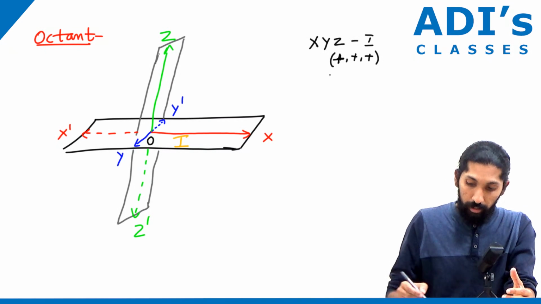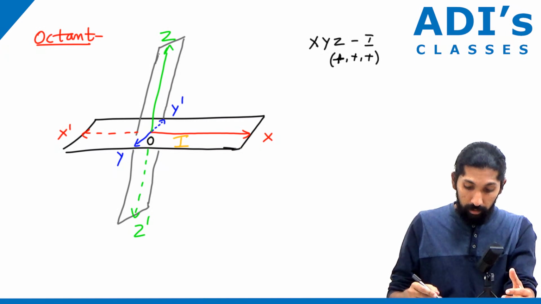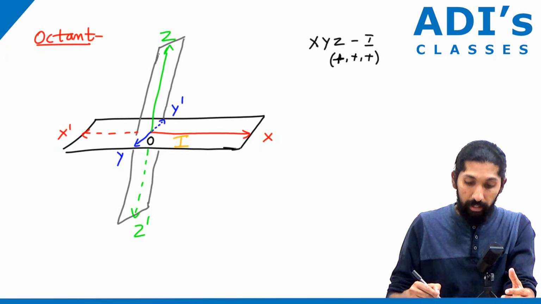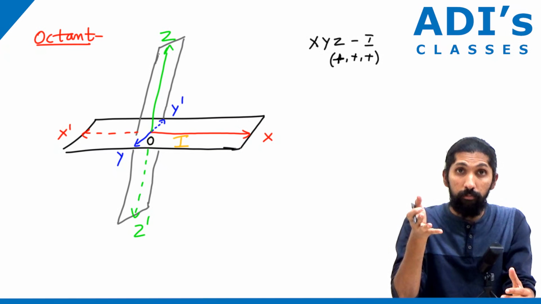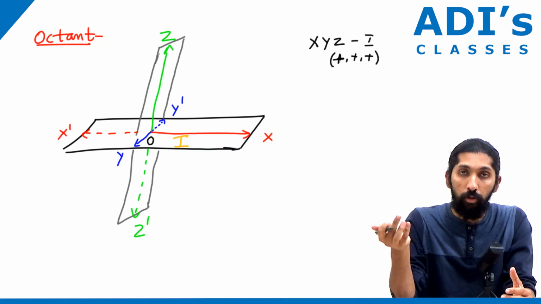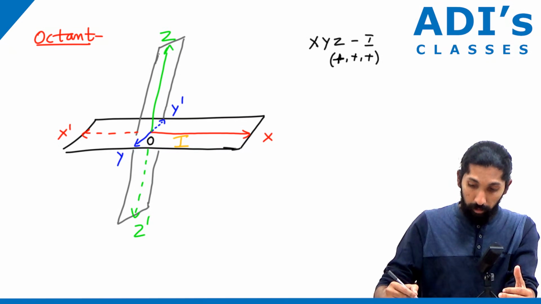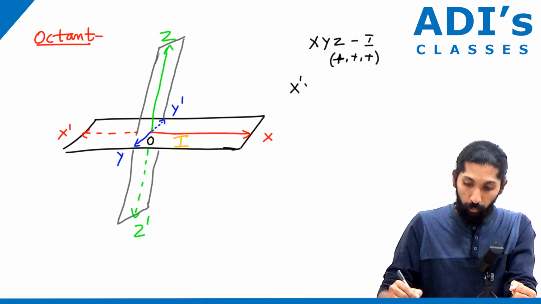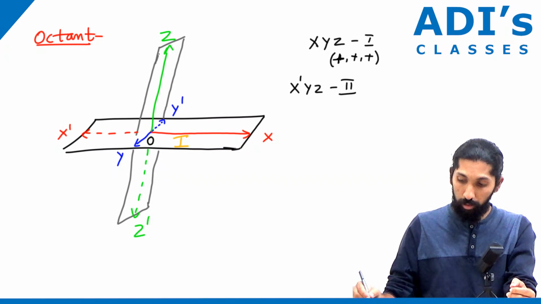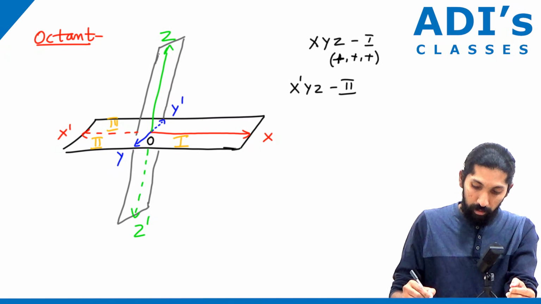Now, the second octant is x dash, y, and z. What were the signs of the coordinates in the second quadrant? It's going to be minus, plus, right? It's the same thing. So here we are going to have the negative x, x dash, y, and z. This is the second octant. So now what do we have? This is going to be the second octant, third octant, fourth octant.